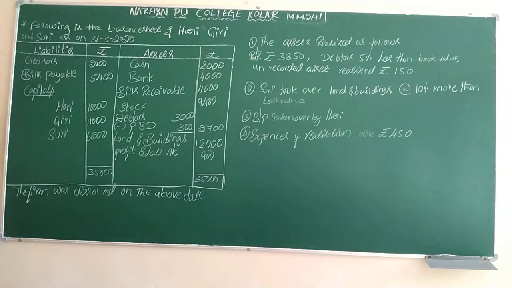For this, prepare the necessary ledger accounts, that is realization account, partners capital account and also bank account. Here two values are given, cash and bank. Which one do we have to prepare? Whose value is higher, we have to prepare that account only. My dear students, once again go through the question without any mistakes, so later on we can move to the solution.